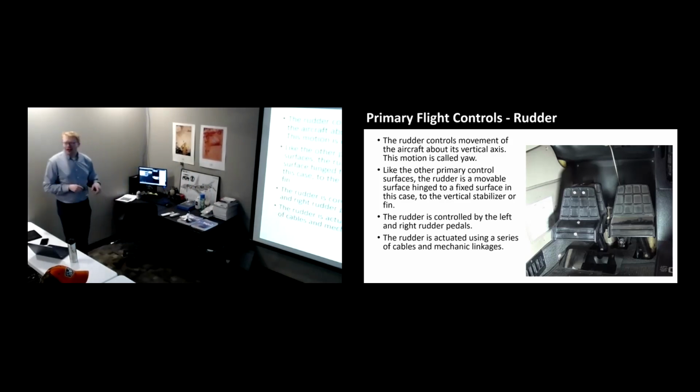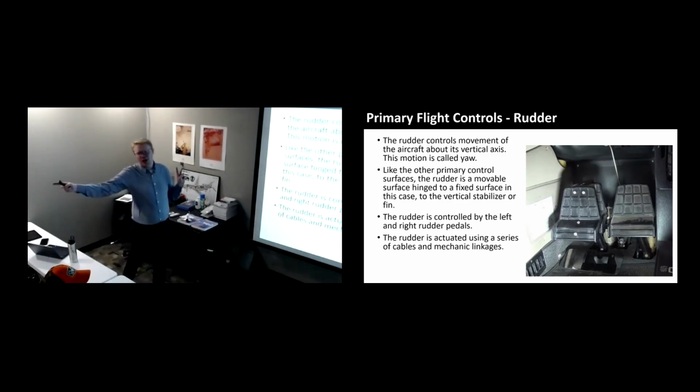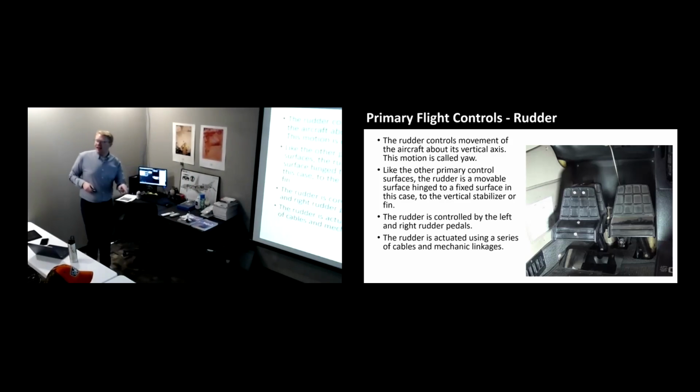Left. The nose goes left, but the tail comes right, right? Because as I push left, the rudder on the tail deflects towards that side of the airplane, which causes air to deflect that direction. Newton's third law of reaction, that pushes the tail in the other direction. So when I press left rudder, it's moving the rudder to the left, which causes the tail to go right, which gives me the left movement in the cockpit.